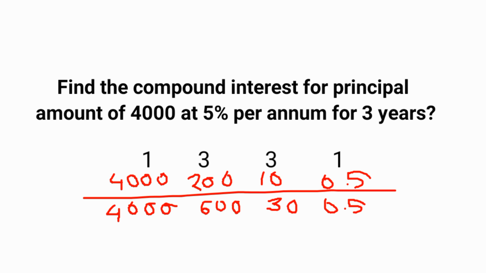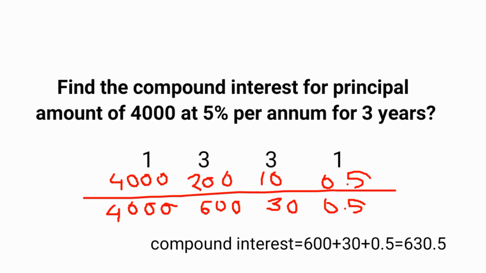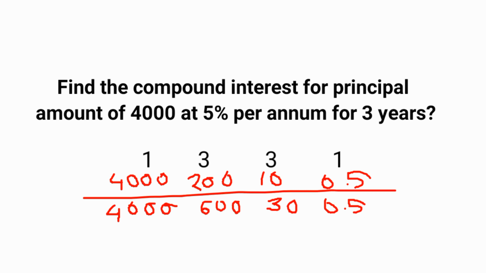So the first question is to find out the compound interest. So what will be the compound interest? Leave the first column, add the values in rest of the columns. That is 600 plus 30 plus 0.5. That is 630.5. If the question is to find out the total amount, then add the values in all the columns.